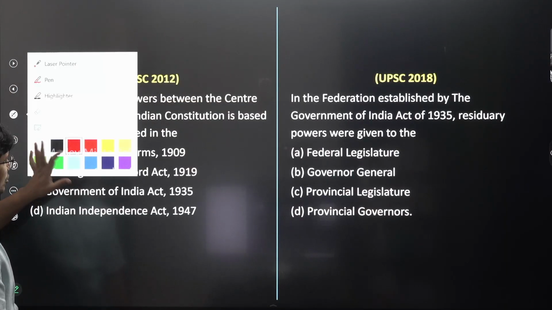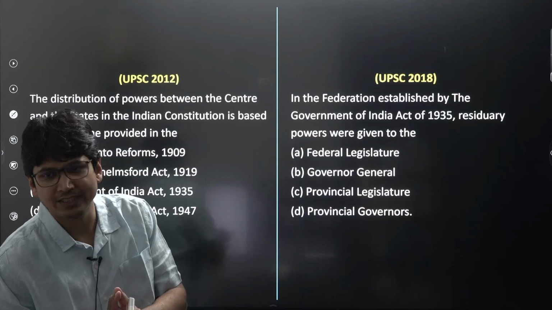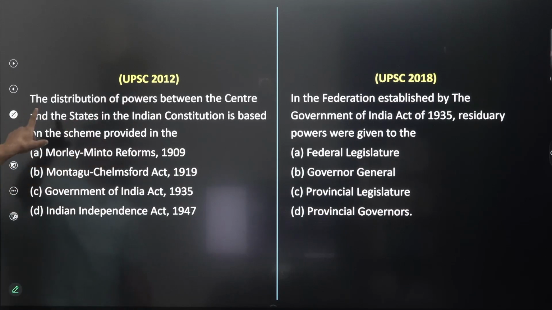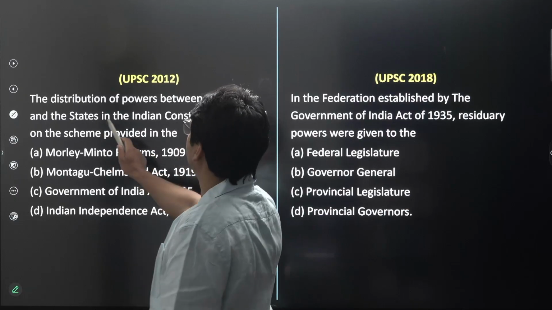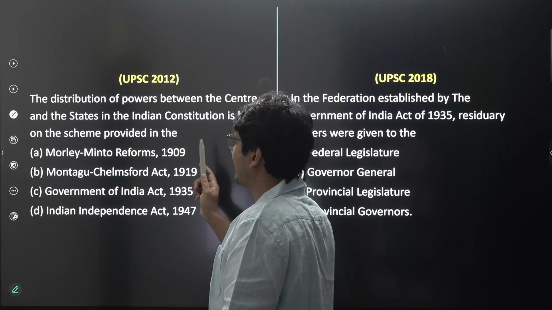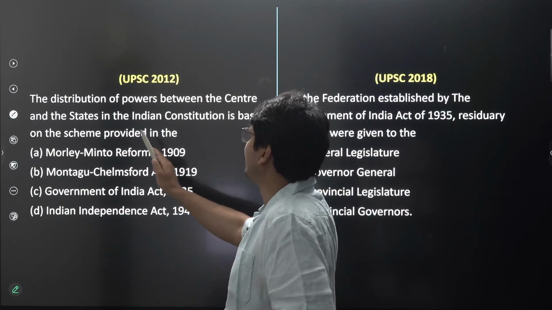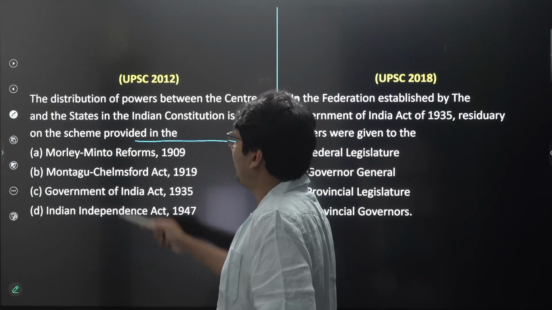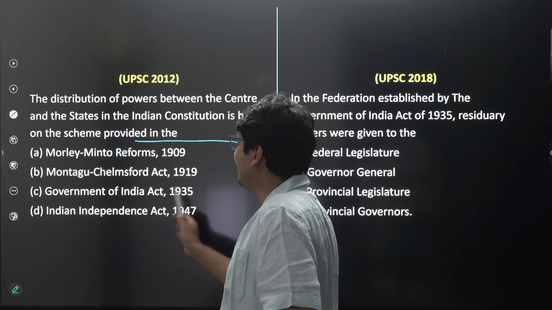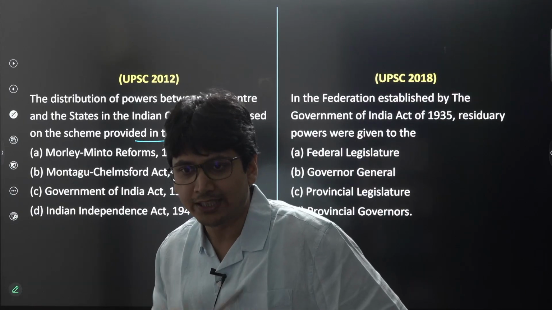Let's go through some of the questions. I've taken some questions today; let's consider it as your test. UPSC 2012, the question is, the distribution of powers between center and states in the Indian Constitution is based on the scheme provided in which of the following? Options are Morley-Minto Reforms 1909, Montagu-Chelmsford Act 1919, Government of India Act 1935, Indian Independence Act 1947. Now I have discussed this with you. I expect you to answer this particular question.